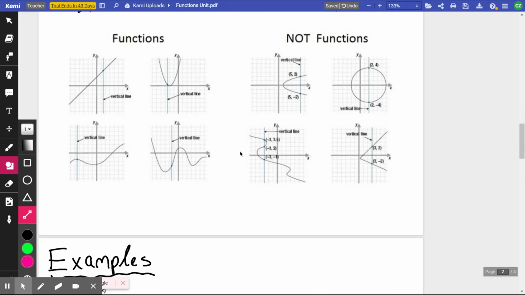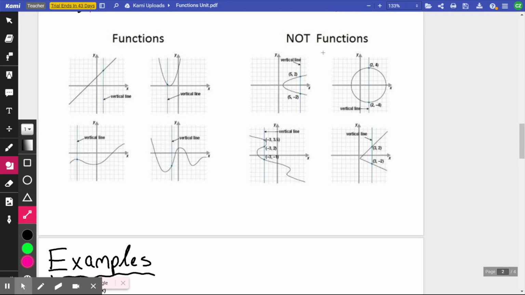So notice, again, we have an example of a linear function. Right here, we have a linear function. It only hits in this spot. Here we have a parabola. Okay, this is a word you're going to use a lot next year. This is like a U shape. No matter where you draw that vertical line, it's always going to hit in just one spot. Same here with this curve. Doesn't really have any rhyme or reason to it, but no matter where you draw the vertical line, it's going to hit that function in one spot. And the same with this picture on the bottom right.